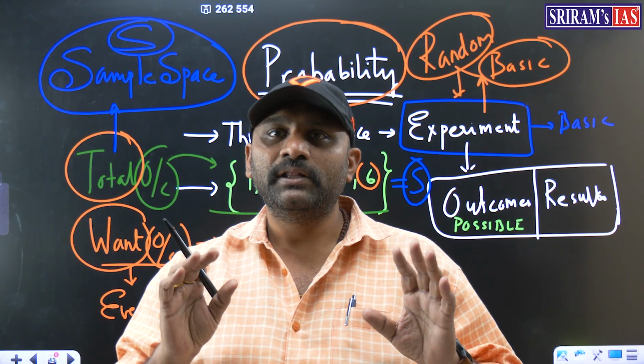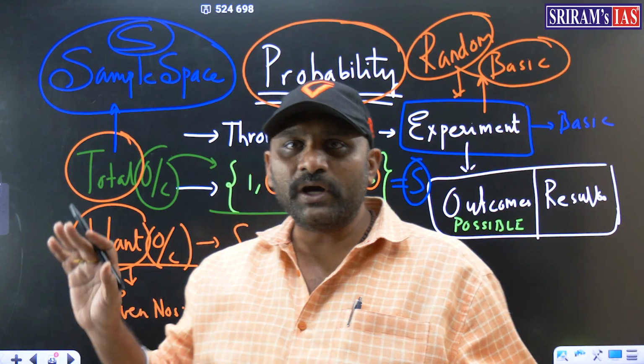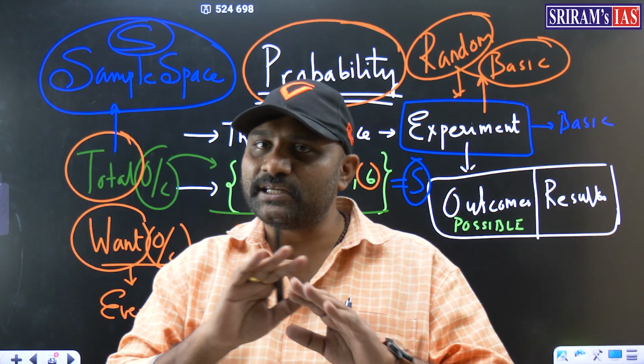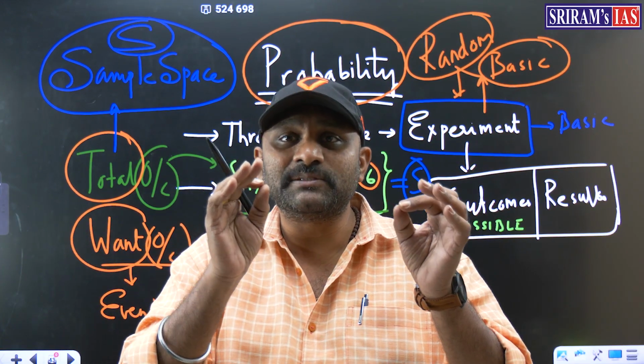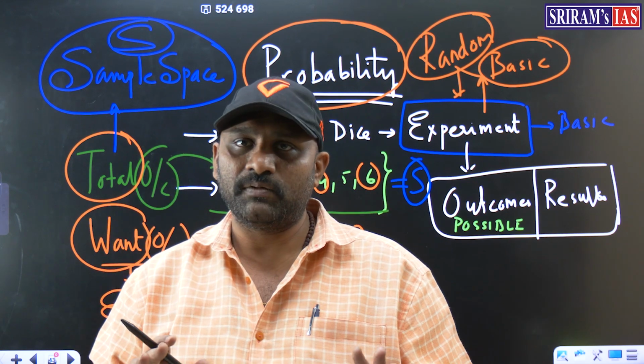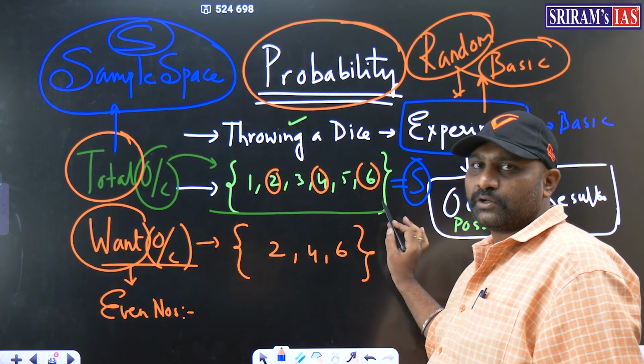Now you have to remember, there is a difference between a set and a list. In a set there are no repetitions. So 1, 2, 3, 4, 5, 6, not even a single outcome is repeating. That is why it is also called the sample space or sample set. So the sample set here is 1, 2, 3, 4, 5, 6.